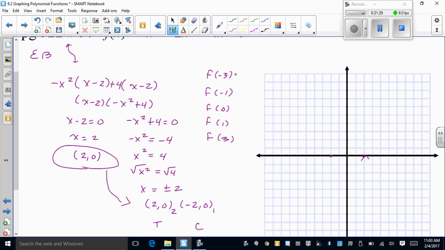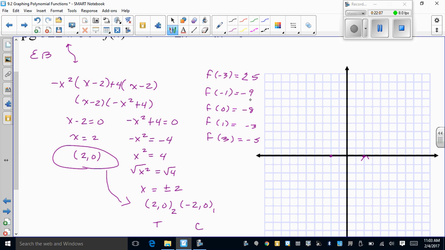So at negative 3, my value is 25, so we obviously won't be graphing it. Negative 1 is going to give me negative 9. 0 is going to give me negative 8. Positive 1 is going to give me negative 3. And positive 3 is going to give us negative 5. So like I said, I'm not going to graph this one because it's way off the scale.